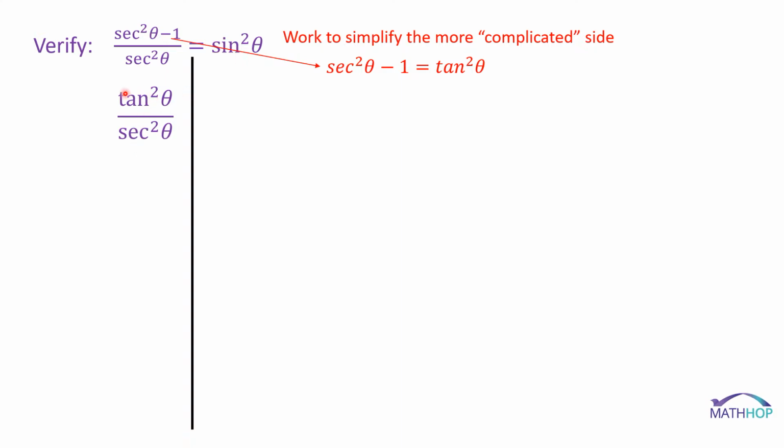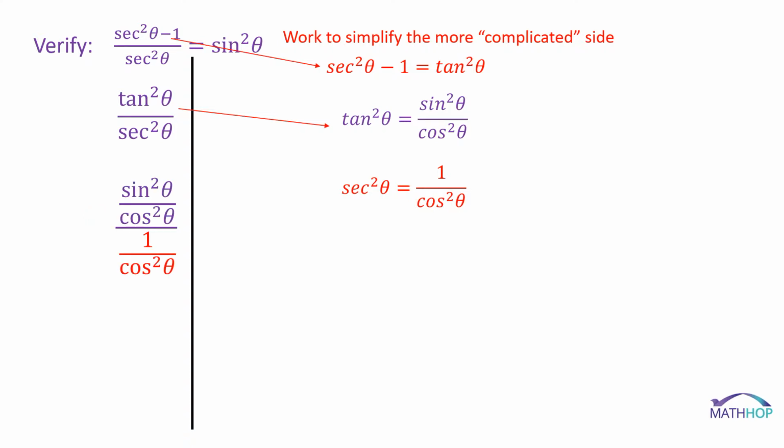So tangent squared will become sine squared over cosine squared. And remember, secant is the reciprocal of cosine, so secant squared will be 1 over cosine squared. So let's look at those. I'm going to rewrite tangent squared in terms of sine and cosine, and I'm going to rewrite secant squared in terms of cosine. When I do that, it'll be ugly for a little minute. You're going to have a fraction that has a fraction in both the numerator and the denominator.